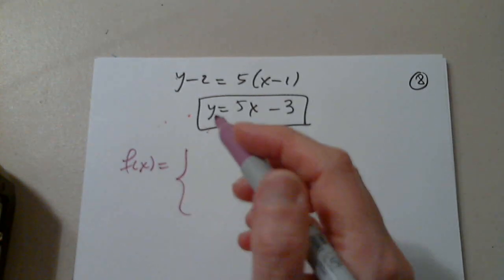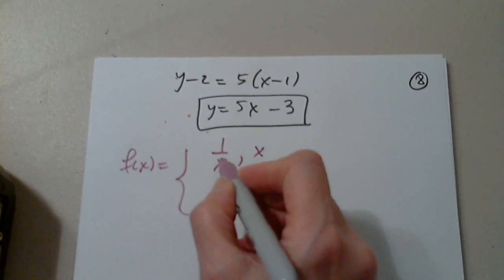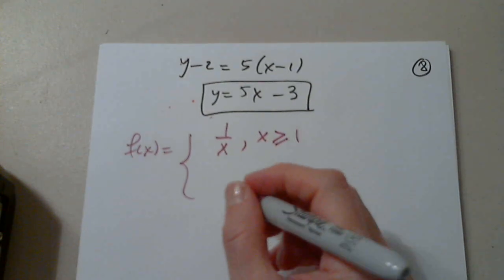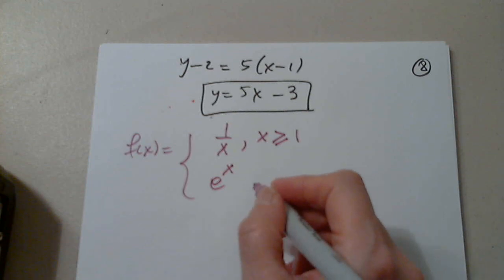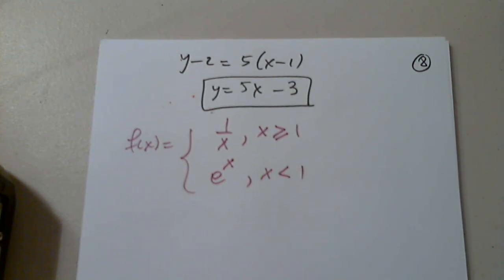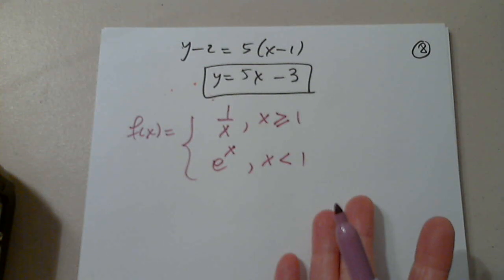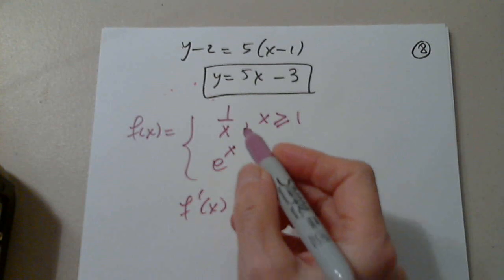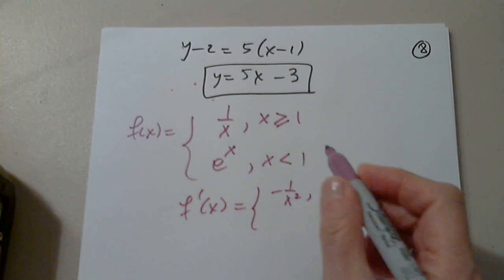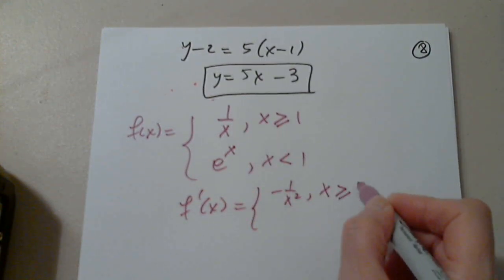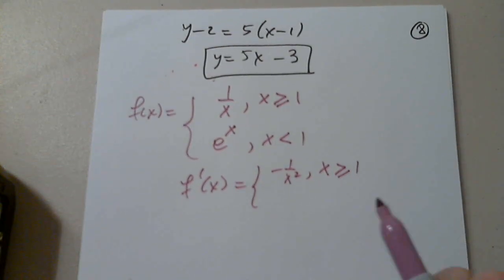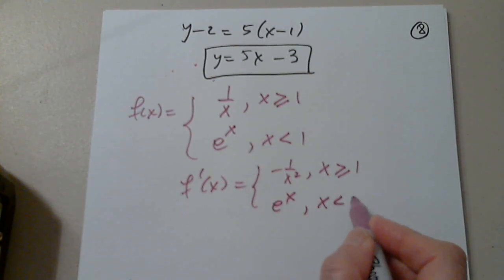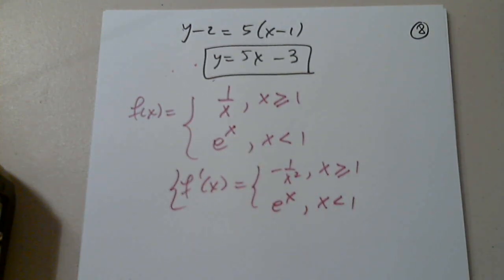Okay, then. So let's say I have 1 over x for x greater than or equal to 1. And let's say I have e to the x for x less than 1. So this is a piecewise defined function. I will immediately find f prime of x, because I know that this is negative 1 over x squared for x greater than or equal to 1. And I know that the derivative of e to the x is e to the x for x less than 1, because the problem will ask me the derivative as well.